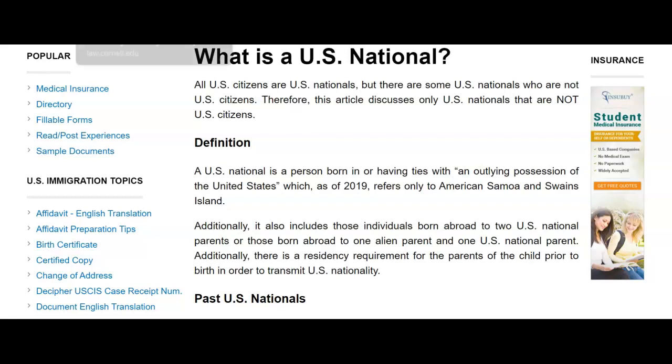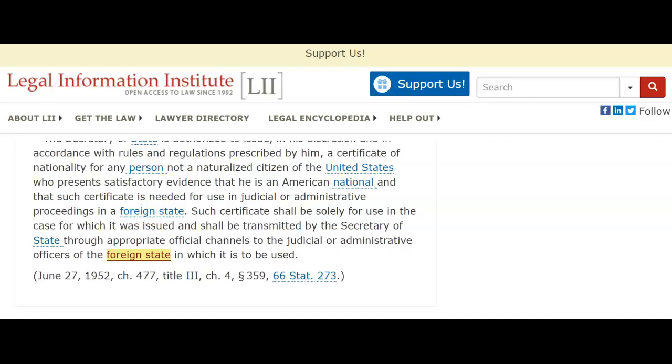Okay, now let's go back to the actual law. So it says such certificate shall be solely for the use in the case for which it was issued and shall be transmitted by the Secretary of State through appropriate official channels to the judicial or administrative officers of the foreign state in which it can be used. So basically, you're going to attempt to walk into federal court, thereby claiming that you are a national because you think somehow that's going to work for you, but yet you're not really a U.S. national of a foreign state at all.